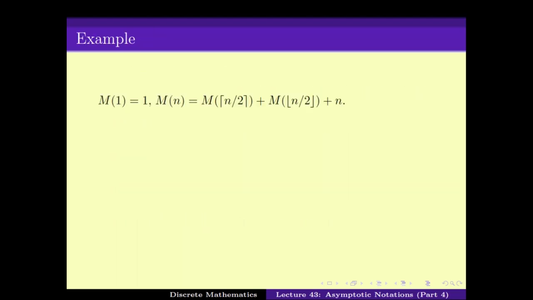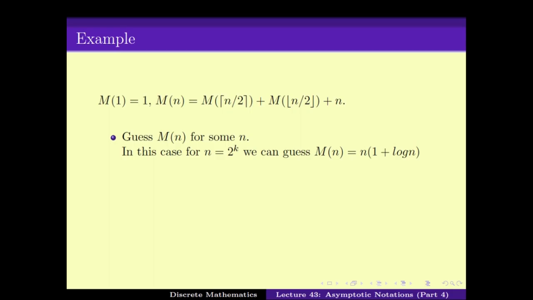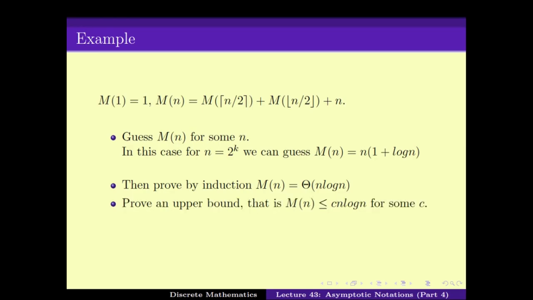Question is, how do we solve such a function, a recurrence? Now the trick for that is, first of all, you have to guess mn for some n. You have to get a feel for it. In the last video, we saw a few more examples of the same kind. So here, for example, if you put n to be a power of 2, then you can guess that mn equals n times 1 plus log n, which basically means it is n log n. And then, instead of trying to solve it exactly, you end up solving mn equals theta of n log n. And you do it by induction, by first proving an upper bound of mn less than or equal to a constant times n log n, and then proving a lower bound, mn greater than some constant times n log n.